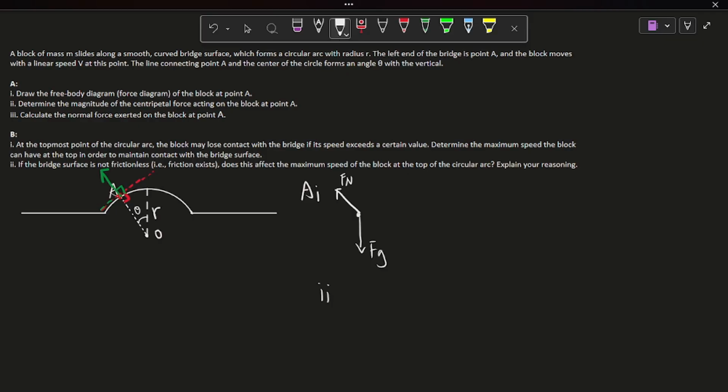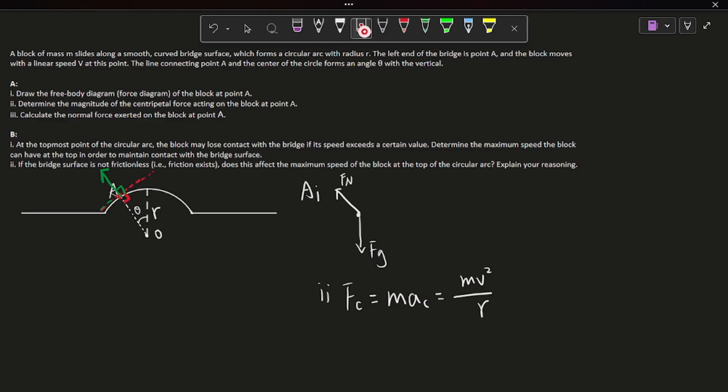On the second part, determine the magnitude of the centripetal force acting on the block at point A. What is the formula for the centripetal force? It is just Fc, right, is equal to m ac. What is the formula for ac? v squared over r, right? When we plug it in, it will be m times v squared over r.